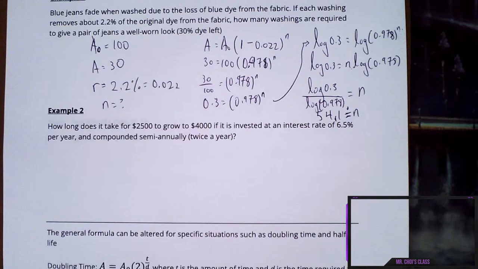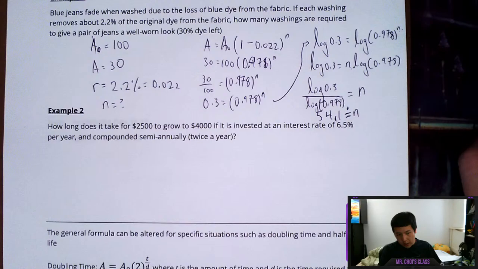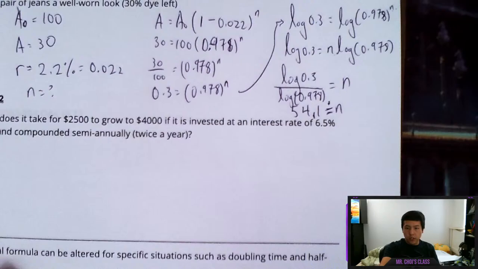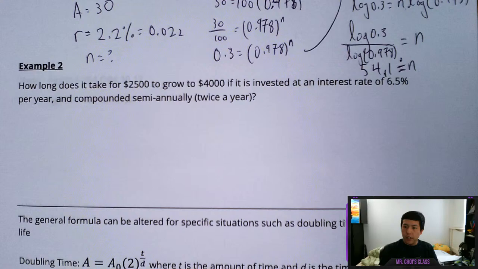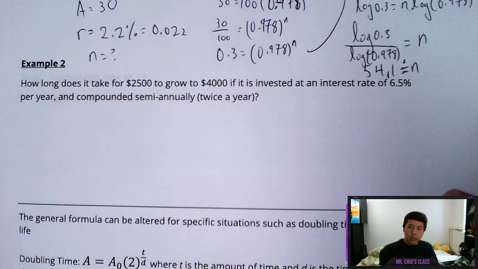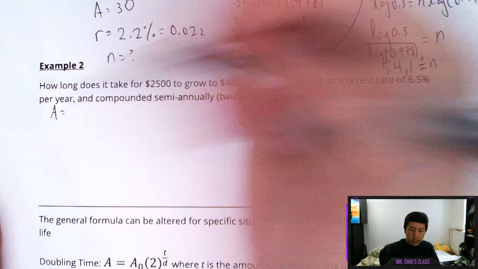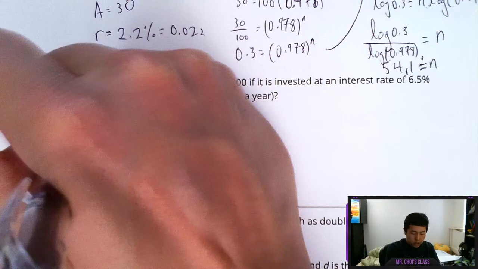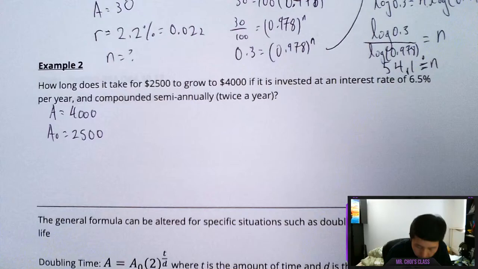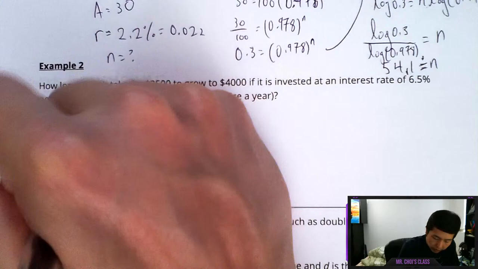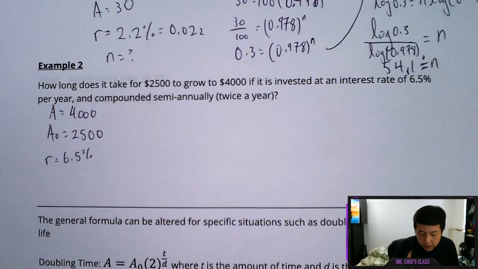All right, so let's take this up here. It's asking us, how long does it take for $2,500 to grow to $4,000 if it is invested at an interest rate of 6.5% per year and compounded semi-annually, twice a year? So we're given A, our final amount, which is 4,000. We're given A naught, our initial amount, which is 2,500. We're given a rate, which is 6.5%, but that's every year. This is happening twice a year. So we need to make sure we divide it by 2.